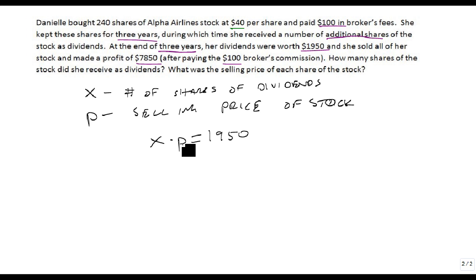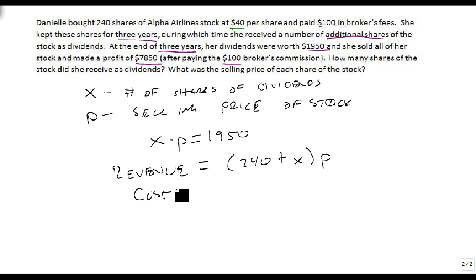Okay, now the number of shares we sold, so the revenue, is equal to 240 plus X, the number of stock from our dividend, times that same selling price, and our cost was equal to the 240 times the 40, how much the shares were, plus the $100. So that's going to be equal to $9,700 as our cost.